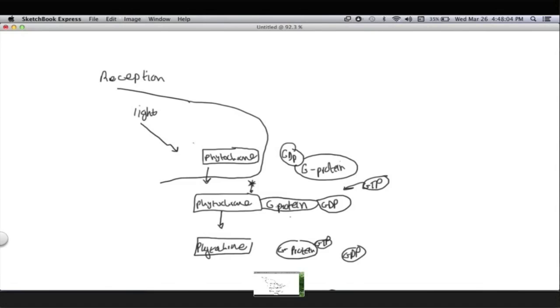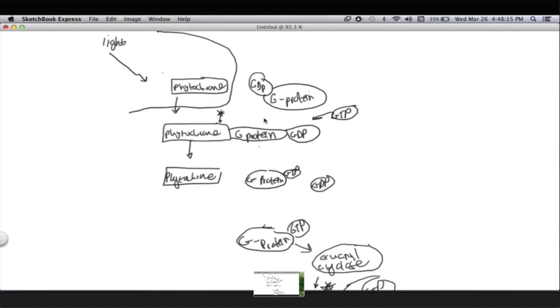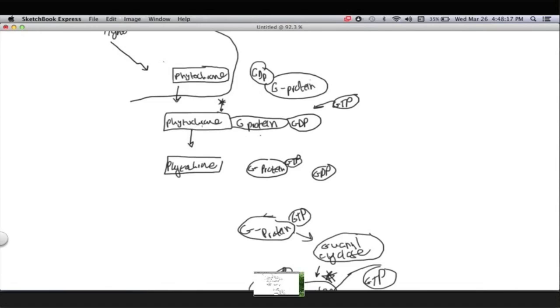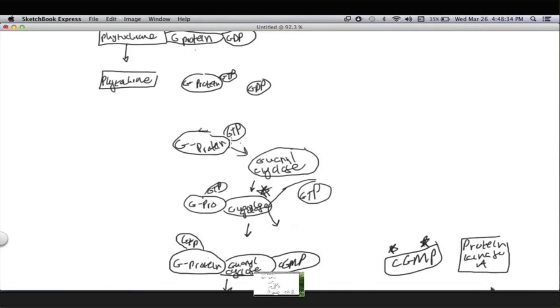So anyway, after the phytochrome is activated, just describe to me in words what's happening then. Interpret to me what your picture is showing. After the phytochrome is activated, so I'm going to scroll. When the phytochrome is activated, the G protein and GDP are going to attach to the phytochrome. Once that happens, GTP is going to knock off GDP. Good. And then the G protein and the GTP are going to detach from the phytochrome. Good. Once that happens, the G protein and GTP are going to attach to a guanylyl cyclase.